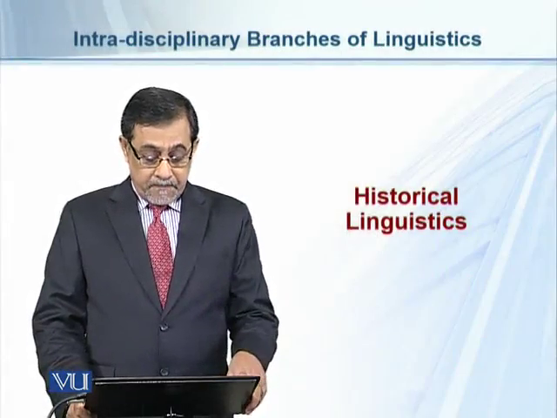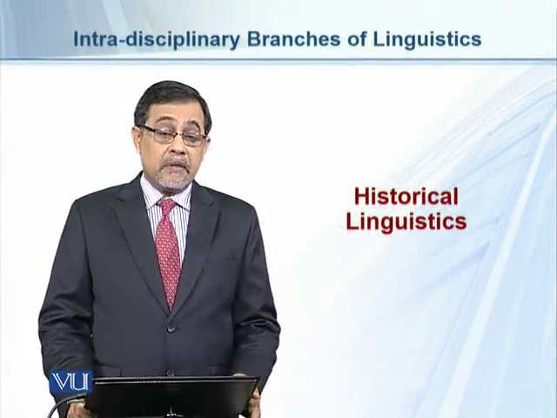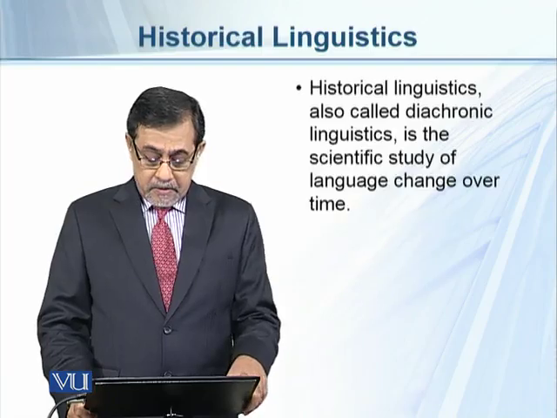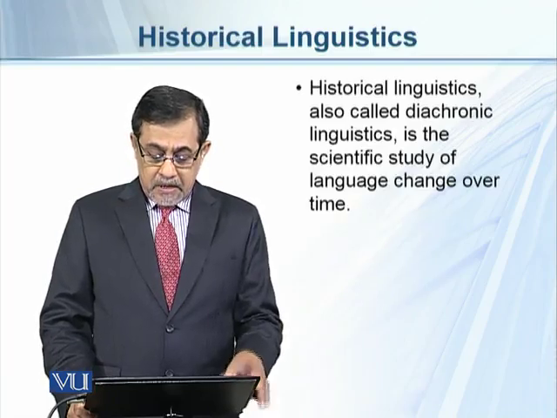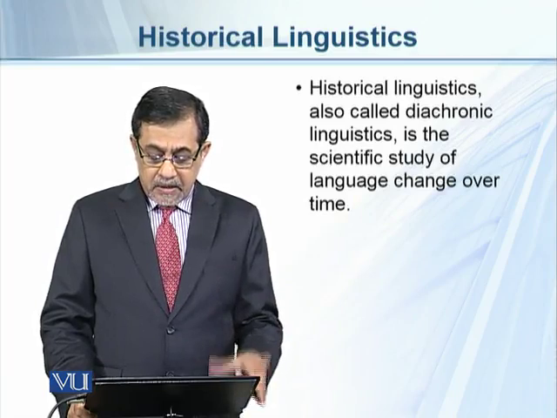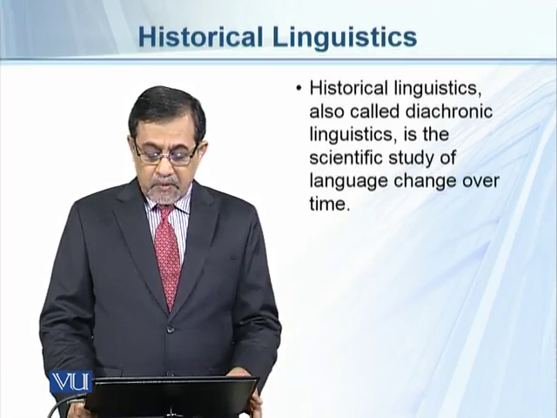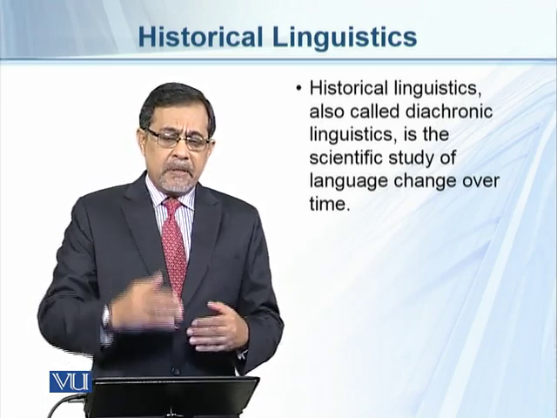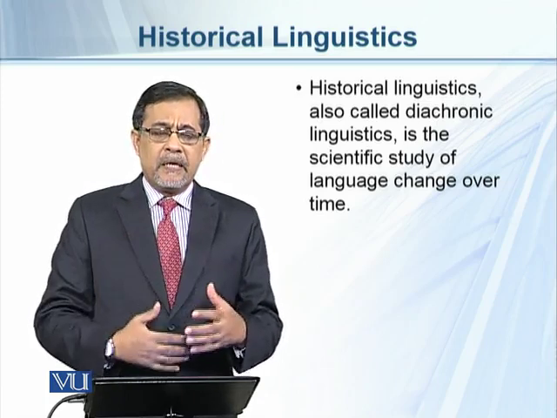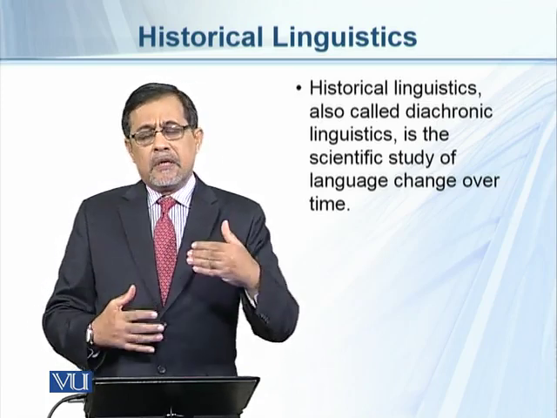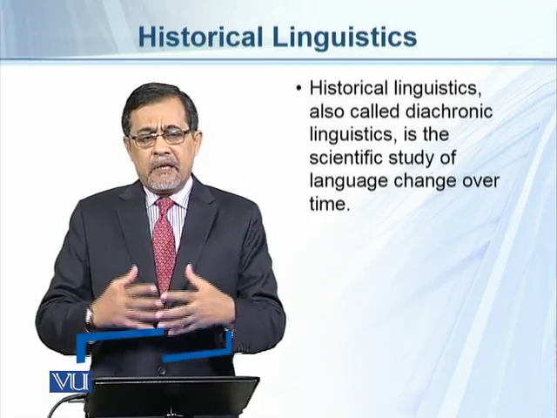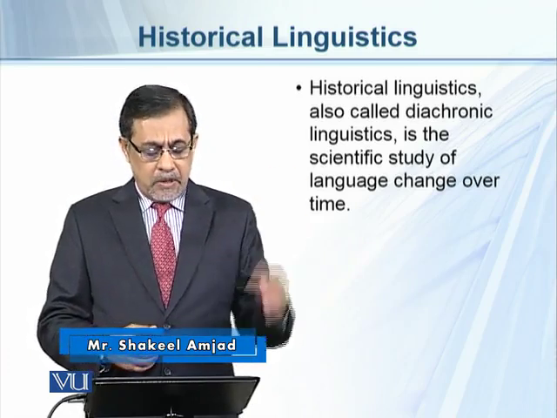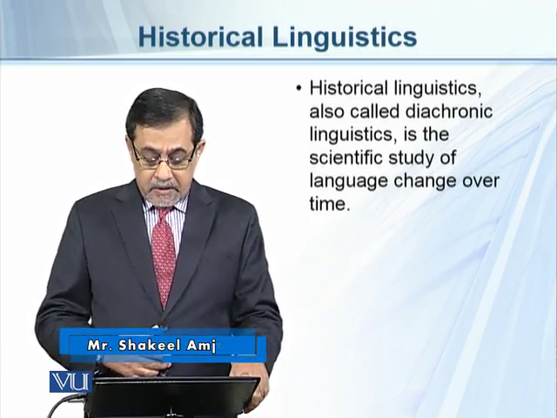Historical linguistics, as is very clear from its name, studies the history of languages. Historical linguistics, also called diachronic linguistics, is the scientific study of language change over time. So basically, it's diachronic studies. For example, it studies the evolution of a language, how language changes at its different levels over a period of time, starting from any period and then coming up to the latter.